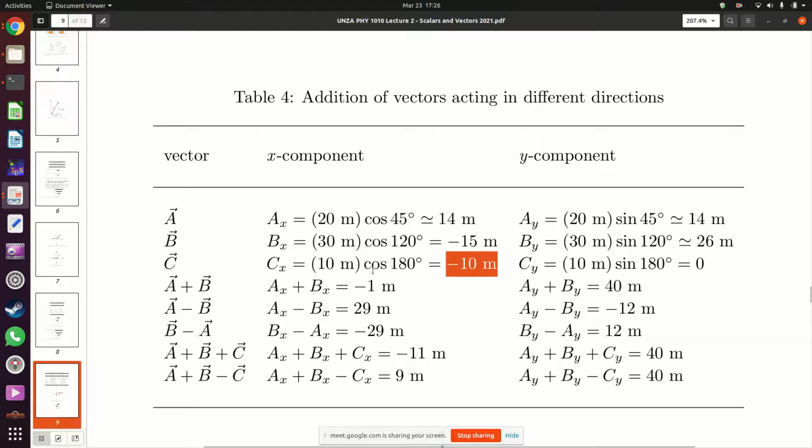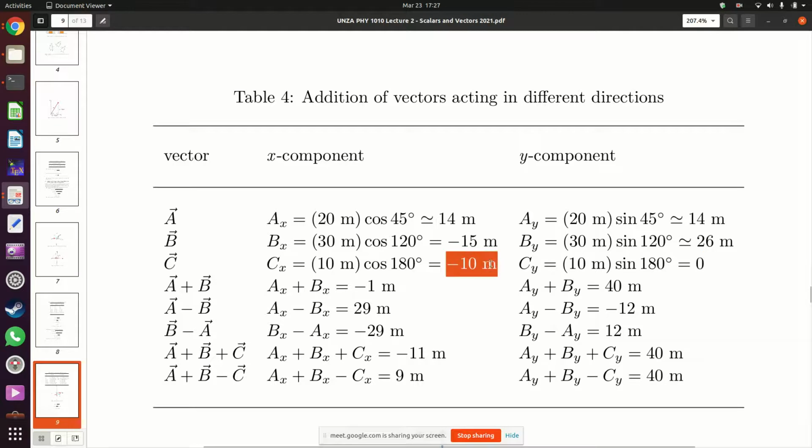This has got consequences. If you work out cy here, cy is equal to 10 meters multiplied by the sine of the angle. The angle is 180 degrees. So sine 180 degrees gives you 0. 0 multiplied by 10 meters, you get 0. So vector c does not have a y component. Vector c only has an x component, which is negative 10 meters.